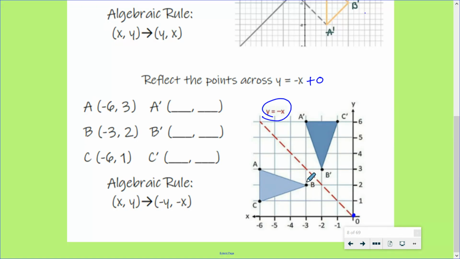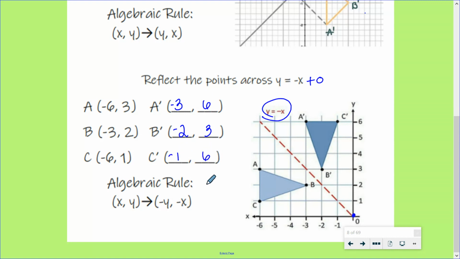So when I reflect it across y equals negative x, A prime becomes negative 3, comma 6. Sorry about that. B prime becomes negative 2, comma 3. And C prime becomes negative 1, comma 6.